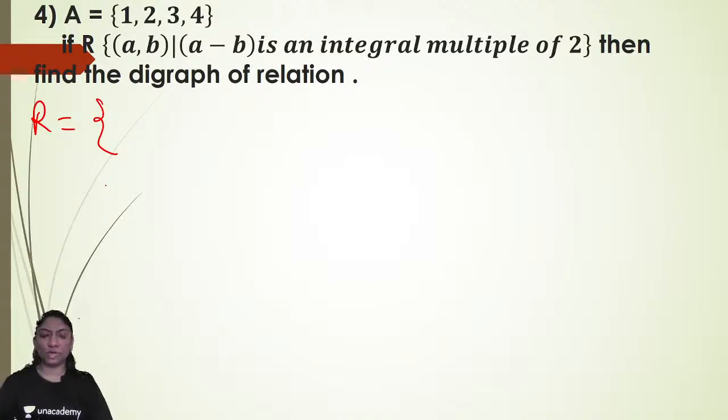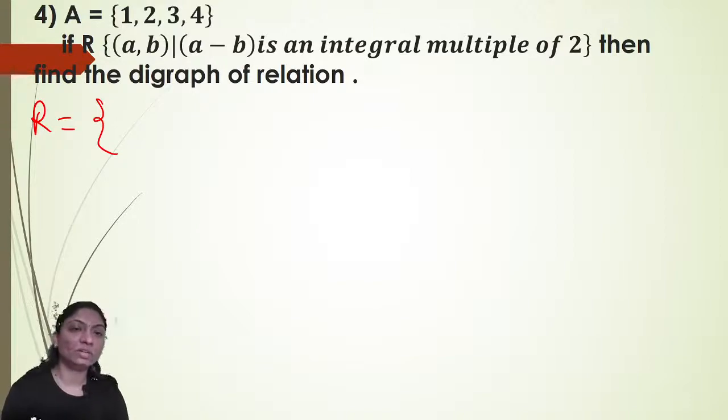One thing I am going to tell you here: if the relation R is given, you can find the matrix relation MR. If matrix MR is given, you can find the digraph. And if the digraph is given, you can find the matrix MR and relation R. So it is vice versa. If one thing is given, you can find all the things.